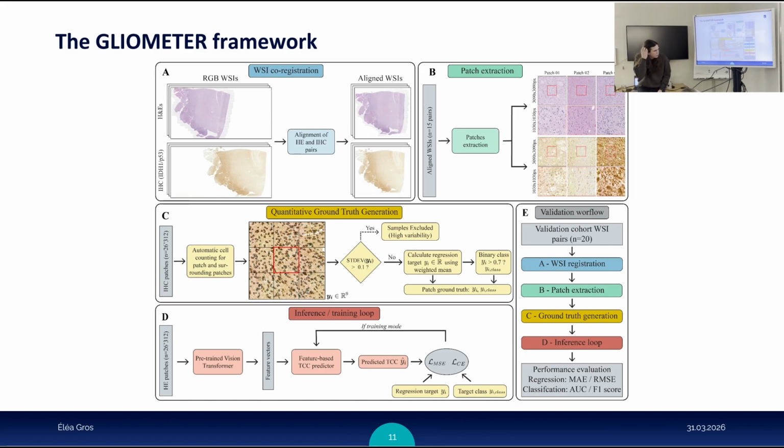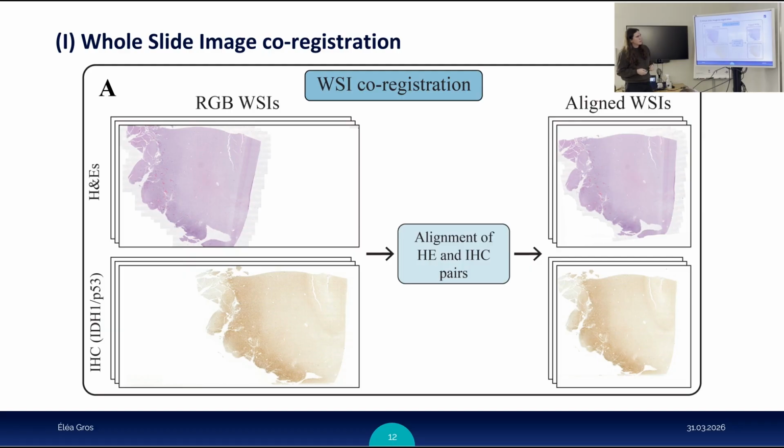So this is the framework that I've been developing. There is a lot of information. We're going to go through each one of them piece by piece. Basically, we have pairs of H&E and immunohistochemistry. We're using only, at the moment, IDH mutant tumors because there is a staining that only stains tumor cells, so we can get the ground truth and base our predictions on. I will come back to it.